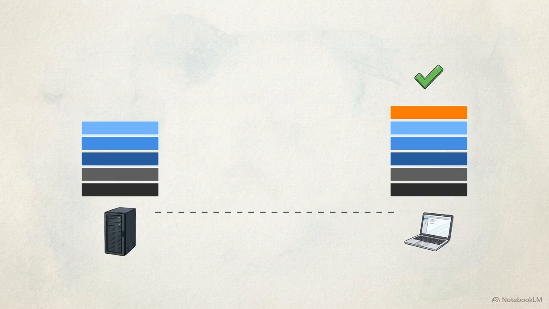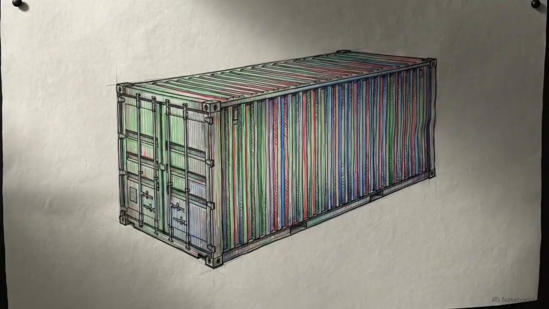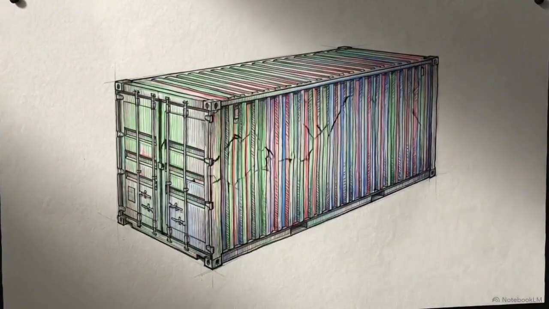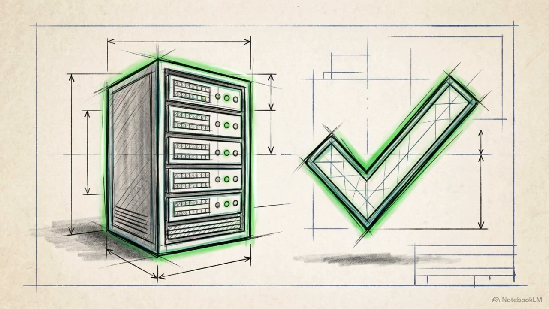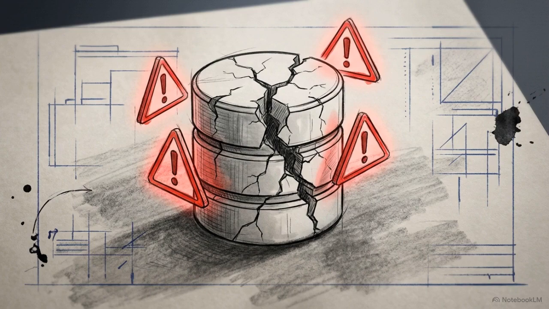By default, containers are completely ephemeral. When a container crashes or is intentionally stopped, any data written to its local file system is permanently destroyed. While this statelessness is a benefit for web servers, it is a catastrophic problem for database applications like PostgreSQL or MongoDB, which require data to persist across restarts.